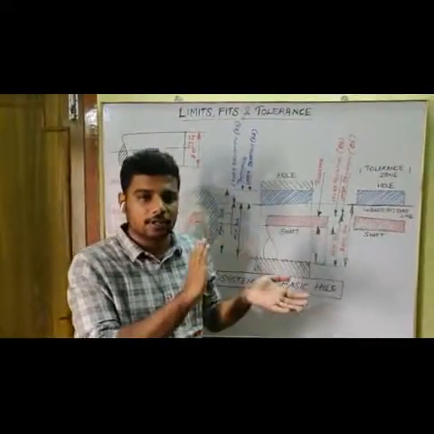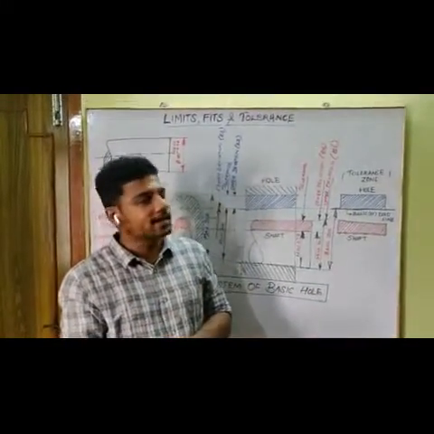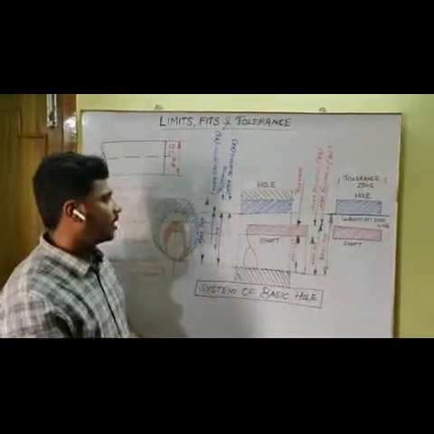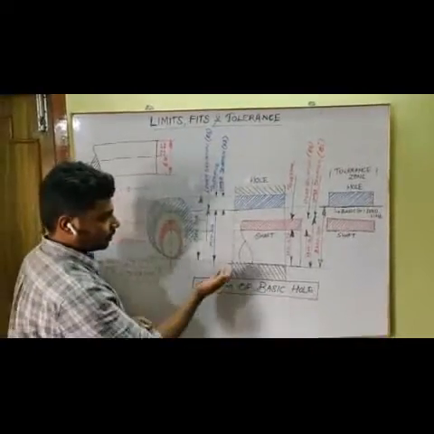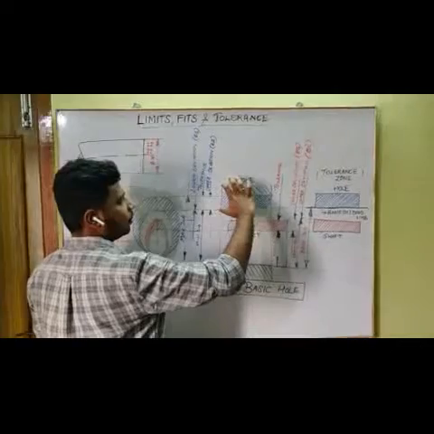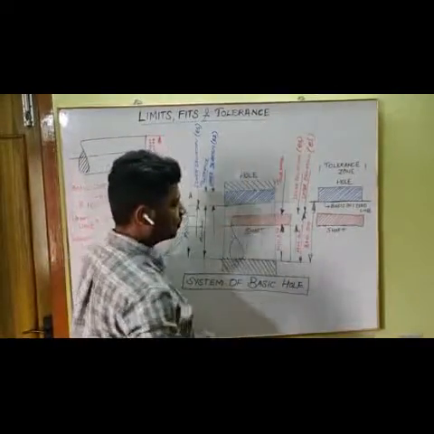You need to know the difference between the maximum material condition for the hole and the maximum material condition for the shaft. Once you know that, you can know the maximum limit and minimum limit, or upper limit and lower limit. For the shaft, the maximum limit is this one, right? For the hole, the maximum limit is this one. Sorry, the minimum limit is this one, right?